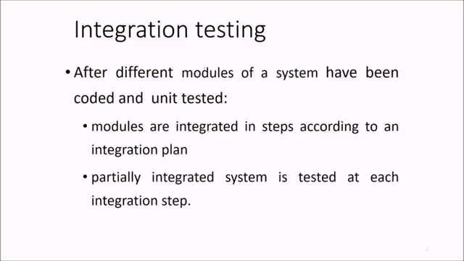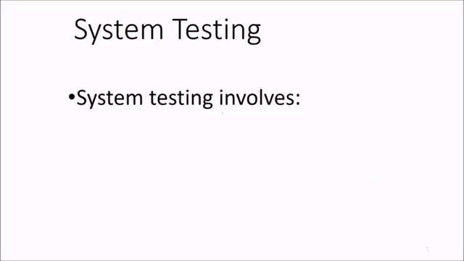Then comes the next part. Once we have tested all the modules of the system individually, and we regard them as being unit tested, these modules are then integrated, combined in steps, not completely. All the modules are not integrated at once, but they are integrated in steps, and there must be an integration plan. In this partially integrated system, one module after the other is added, and this partial integration setup is tested at each integration step.